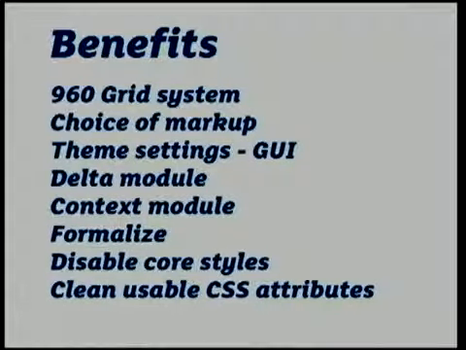Very quickly, you get the 960 grid system, you get your choice of markup, theme settings, the Delta and the context module work really, really well with the Omega theme. Also, it comes with the formalized JavaScript library to unify your forms. You can disable core styles and then use really, really nice CSS attributes. So those are the benefits, just a broad overview.